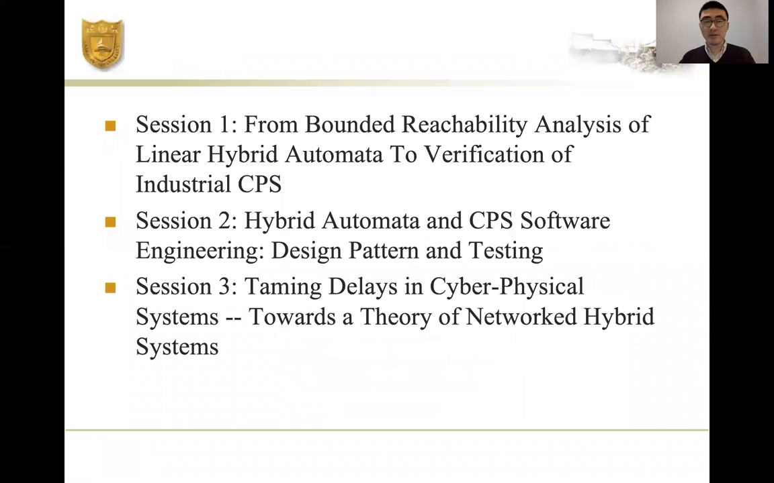And here is the content of our tutorial. First, in the first session, I will show how we do the verification of hybrid system, and then we extend to the verification of CPS system. And in session 2, Qixing will talk about using design patterns to test CPS software. And in the last session, Naijun and Mingshuai will talk about how to handle the timing delays in CPS systems.